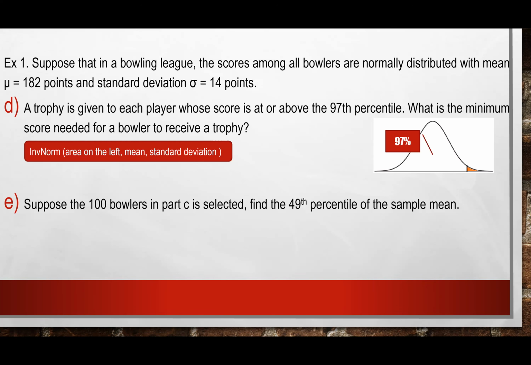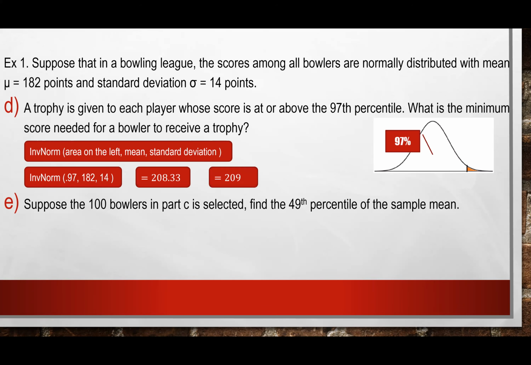And reminder, for some of your calculators, we can only give the calculator the percentage to the left. Because they say 97th percentile, that is the percentage to the left. So all we need to do is put in the percentage to the left, which is 0.97, and the mean is 182 and the standard deviation is 14. That gives the score the bowler has to reach.